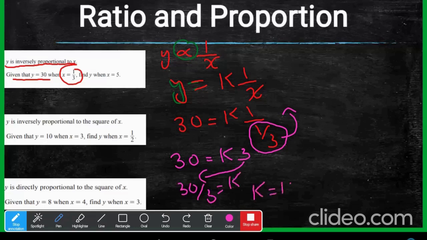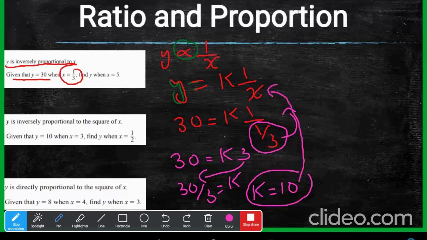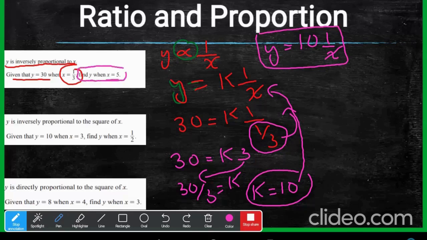Remember that in this question, they will give you the x and y values to find the value of the constant, that is k. When I put k in this equation, the equation becomes y is equal to 10 times 1 upon x. This is our final equation. If the question asks you to find the equation, we have to stop here. Now, we need to find y when x is equal to 5. This is the main question, and you have to solve it using this equation. We have to do this step again and again in each question to find the value of k.